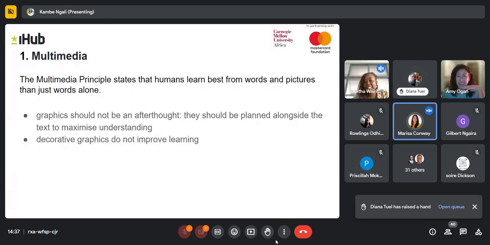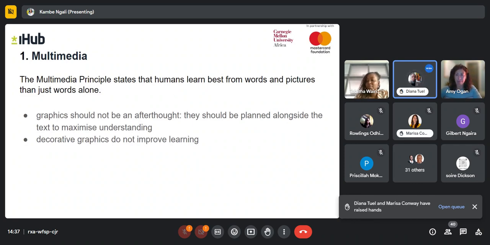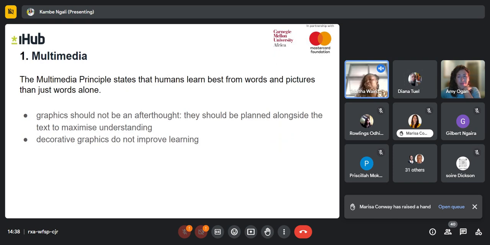Cognitive load. Yes, Diana. Maybe in some cases it can be a distraction, especially when you have a video and still have some images or a tutor on the side. So it can be a distraction. So which type of load? Extraneous.